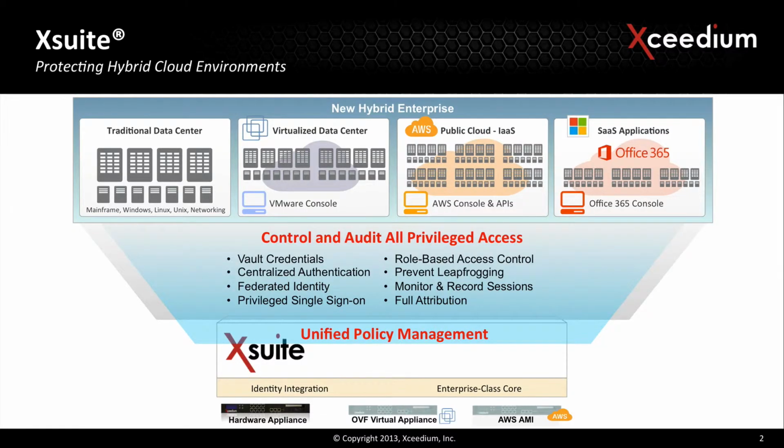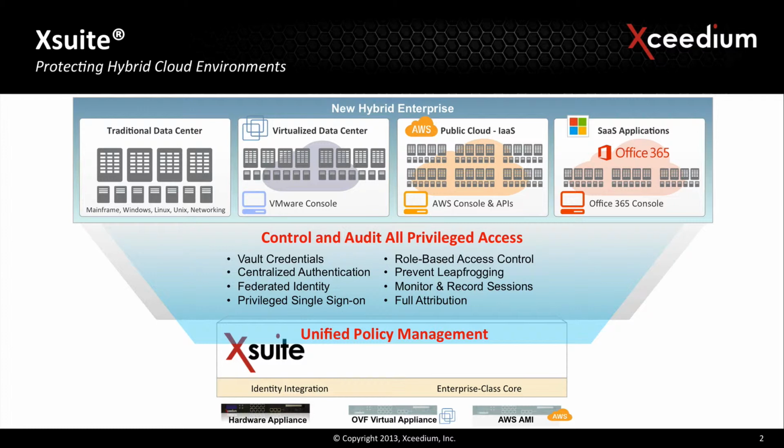Xsuite is the only privileged identity management product that protects the entire hybrid cloud, including resources found in traditional physical data centers, virtualized resources, SaaS applications, and of course, IT resources running on Amazon's EC2. Xsuite also extends privileged user controls to the powerful management consoles used to operate AWS, virtual, and other cloud-based offerings.